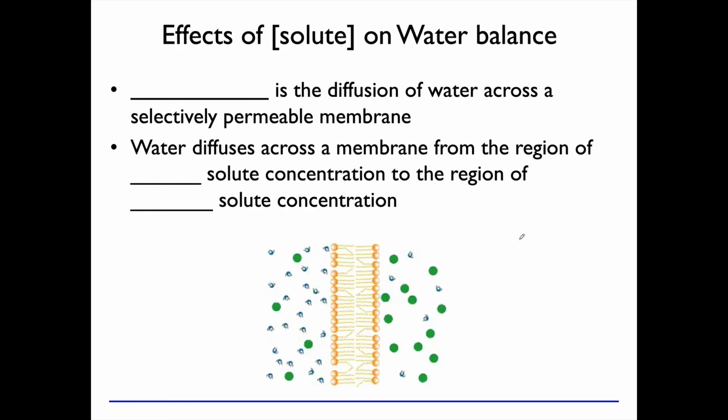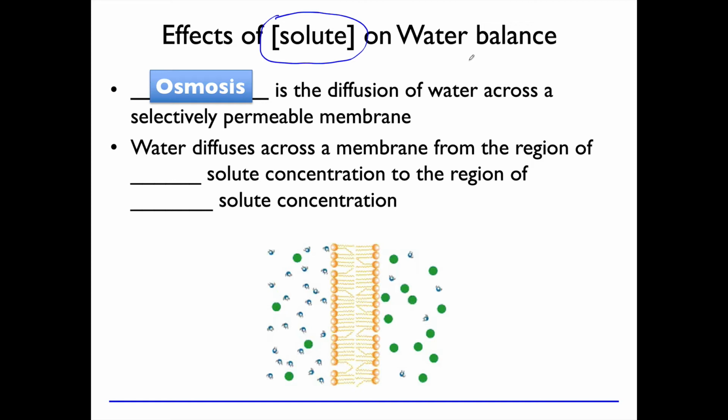Let's talk for a moment about the effects of solute concentration on water balance. Now let's review solute. Solute is just dissolved stuff, okay? And these little brackets mean how much dissolved stuff there is in water, okay? That will have an effect on where the water is and whether it's going to go from one place to another, okay? So let's start with this, osmosis, okay?